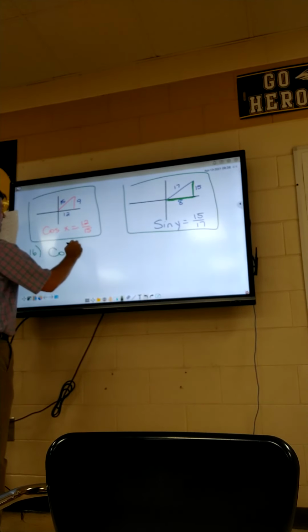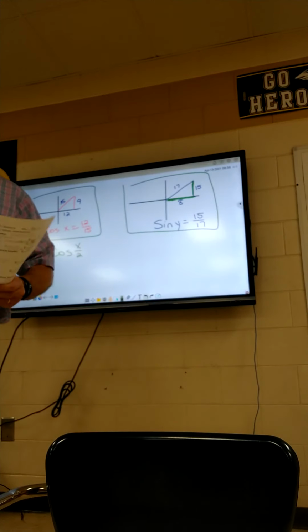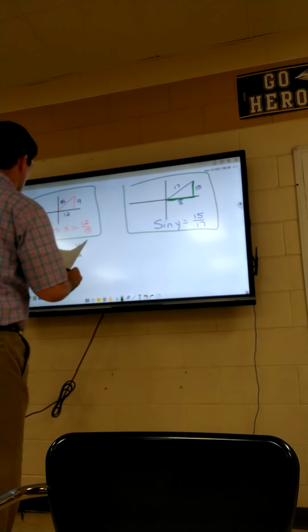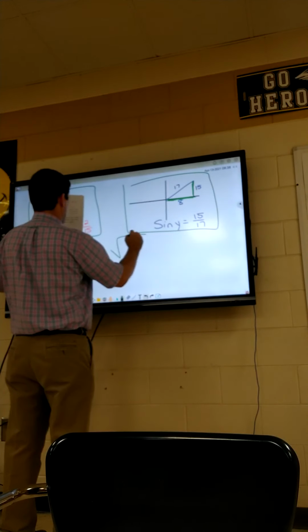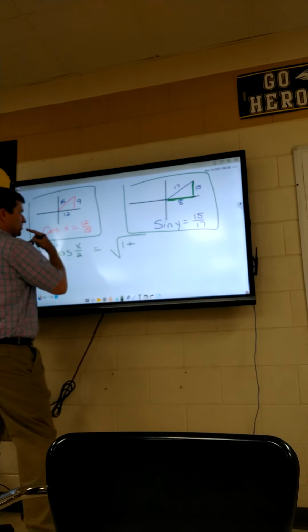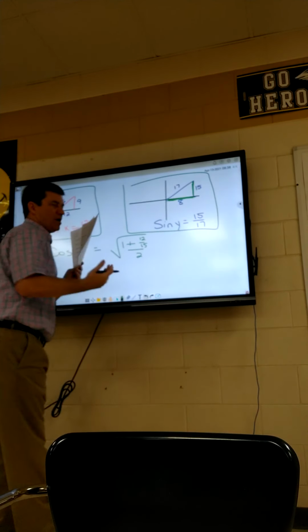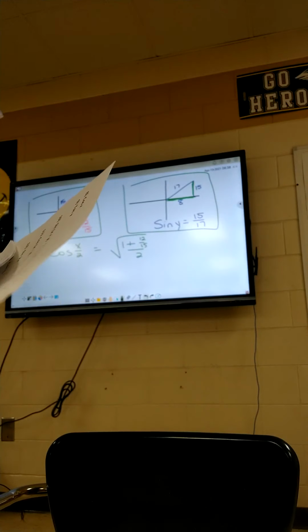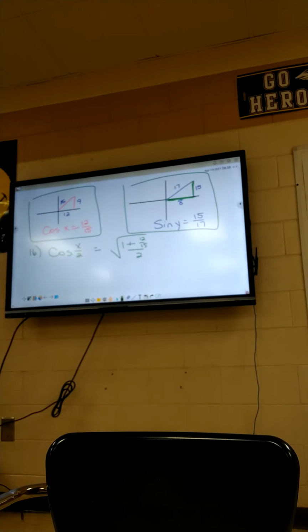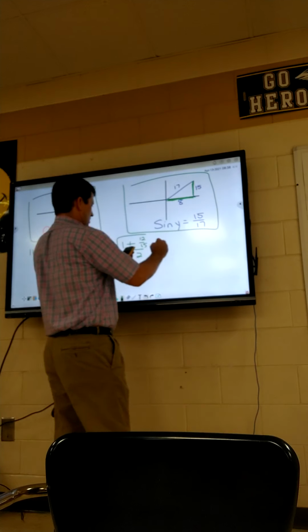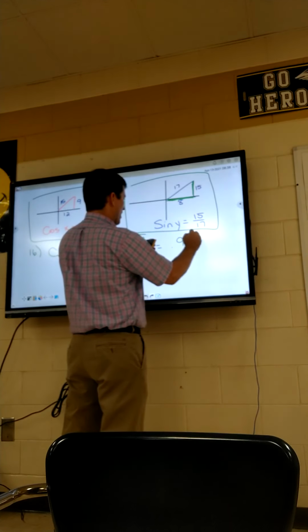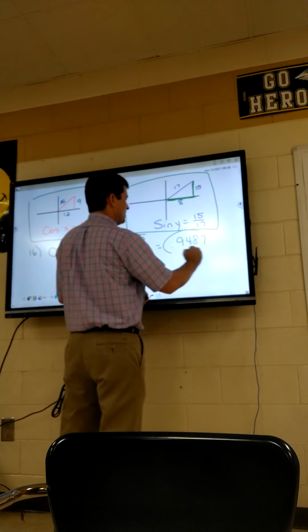Got cosine of x over 2. Let me copy the formula down. All right, so that formula is 1 plus cosine of x. But look, they're showing me what cosine of x is. It's 12 over 15 over 2. All I gotta do is type it in. One plus 12 over 15 over 2. 0.9486. I'm gonna round it up to 87, Gabe.